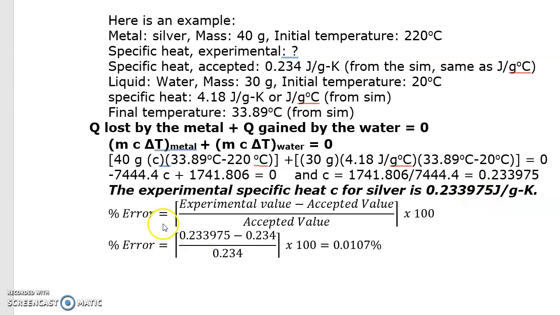The other question is to find the percentage error, and that would be the absolute value of the experimental value minus accepted value divided by accepted, the whole thing multiplied by 100. So we can see here that we're very close to the accepted value because our percentage error is only 0.0107%.